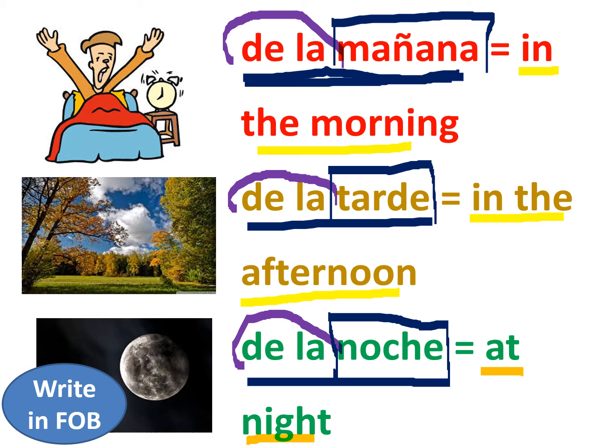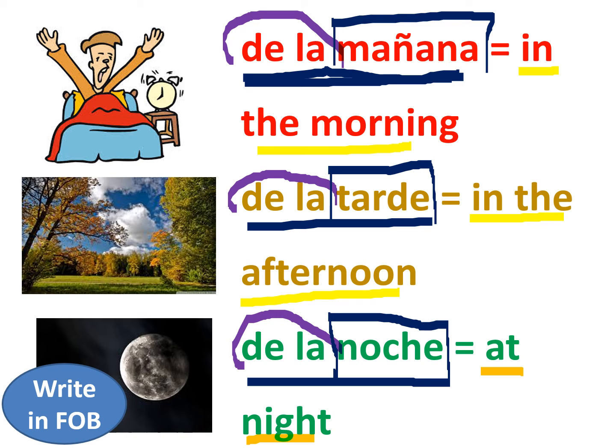The last example. It is 10 o'clock at night. Son las 10 de la noche. It is 10 o'clock at night. Son las 10 de la noche.